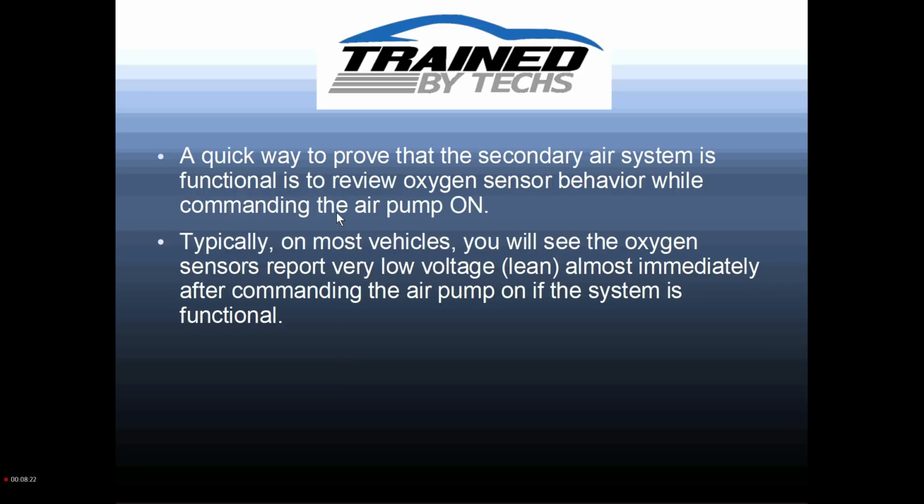A quick way to prove that the secondary air system is functional is to simply review the oxygen sensor behavior while commanding the air pump on. Typically, on most vehicles, you will see the oxygen sensors report a very low voltage, a lean condition, almost immediately after commanding that air pump on, if the system is functional. Typically, you would see your upstream oxygen sensor respond almost immediately after you turn that pump on, and then later on the downstream would respond as well, depending on the catalyst efficiency.